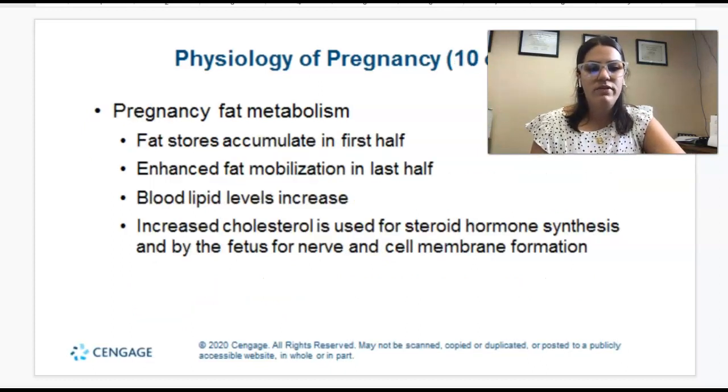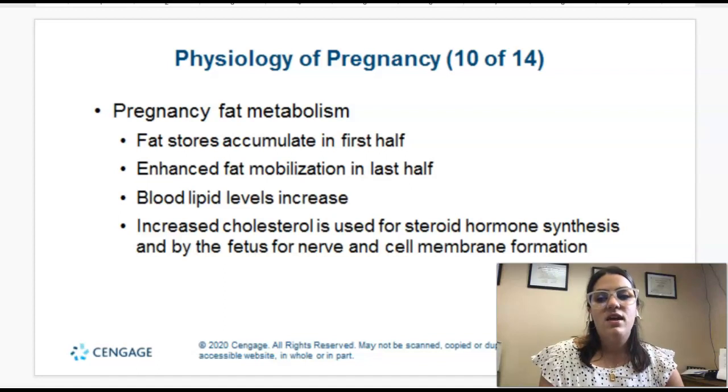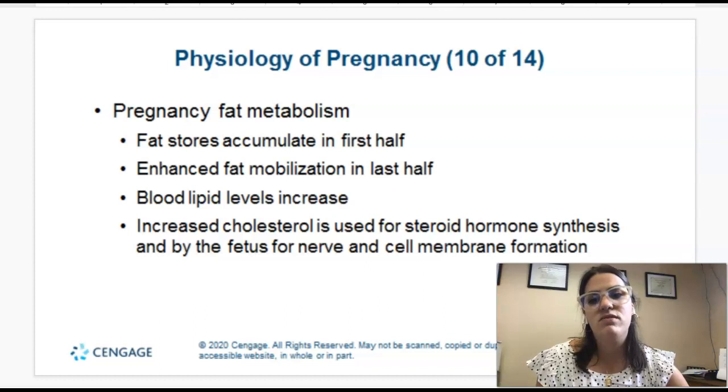Okay, so the previous slide we talked about the changes in carbohydrate metabolism, so here we're looking at the changes in fat metabolism. In the first half of pregnancy, we're going to increase the amount of fat stores that are accumulated, and that is to essentially provide an energy reserve for the developing fetus. And again, a lot of times that can come from us being able to convert glucose into glycogen and fat. So we're going to store that fat as an energy source in the earlier half of pregnancy.